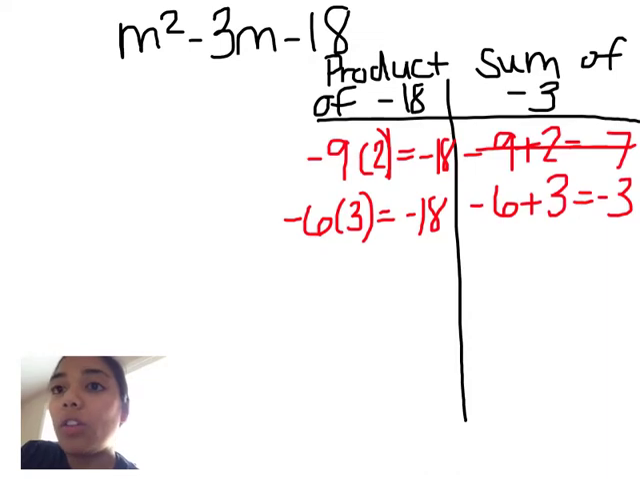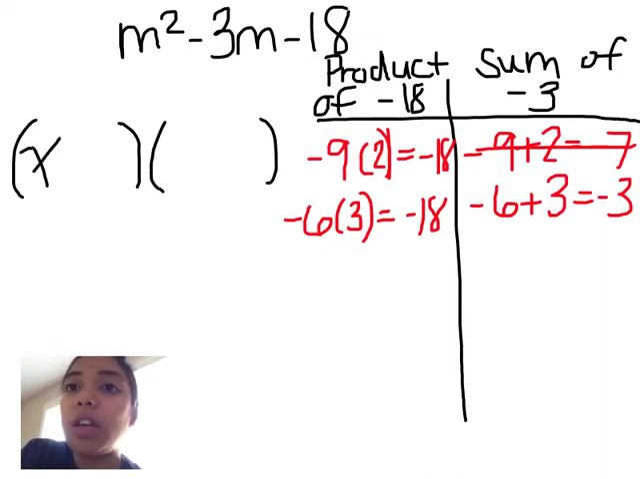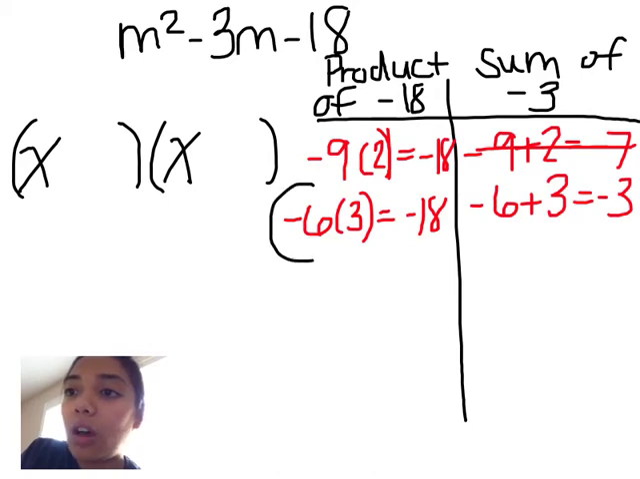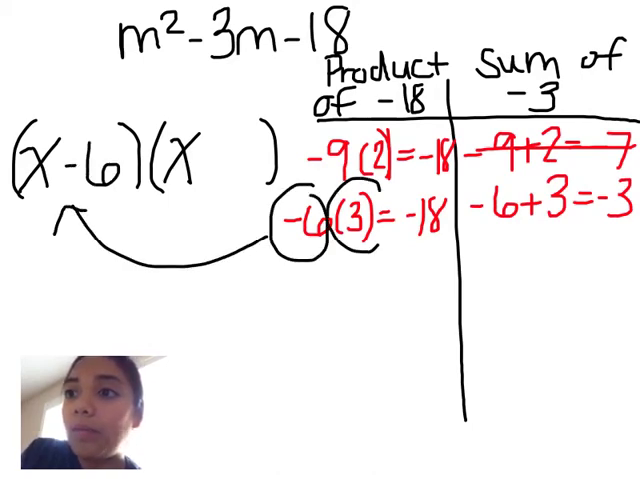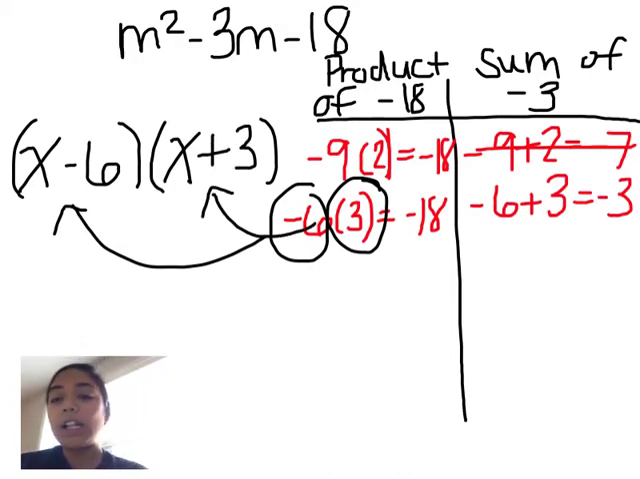So now all I have to do is fill it in. The first thing you need to fill in is your x's. And then you just copy down the numbers you get. So this will be minus 6. And since that's a positive 3, this will be plus 3. And that's it. That's all you're doing.